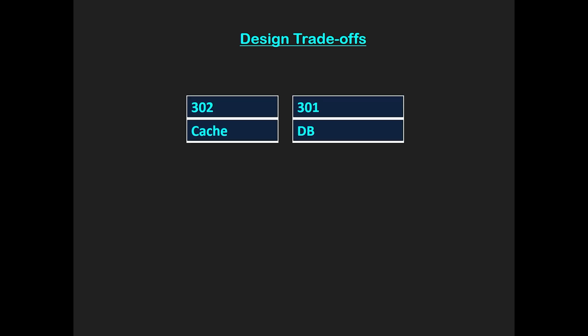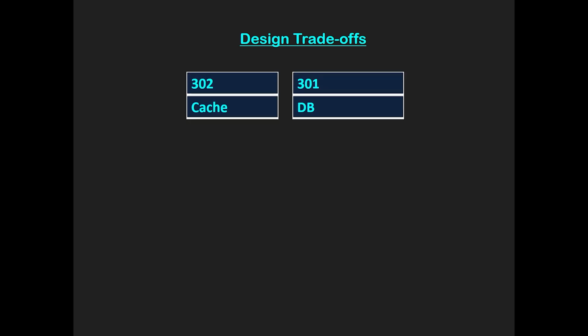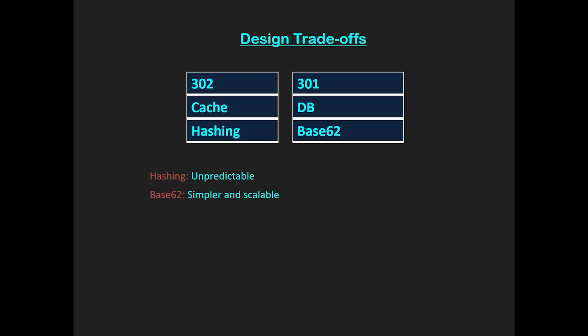Then we have cache versus database. Redis is fast but eventually consistent. Okay, and the database is slower but reliable. Now we have multiple ways to create the short URL from the long URL, and two of the major ones that are widely used are hashing versus base 62. Hashing is unpredictable and it may collide, and base 62 with an auto-increment ID is simpler and scalable, but requires a centralized ID generator. Consider Snowflake if distributed.